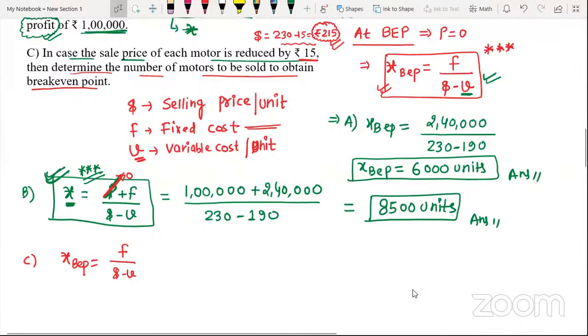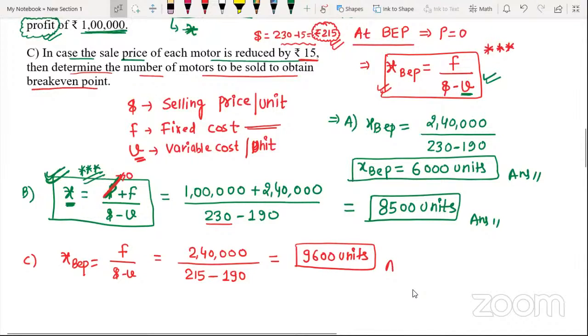Now just put the values. The fixed cost remains the same, that is 2 lakh 40,000. Small s is now not 230, it is decreased by rupees 15, and v is not changing, it is 190. So just put this in the formula and calculate the result, you will get 9600 units. So this is the answer at bp for the third case.